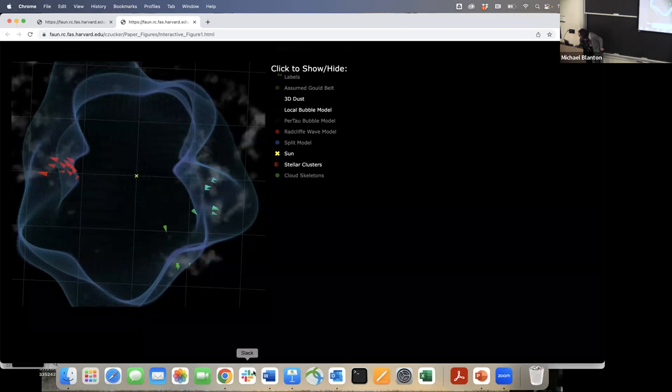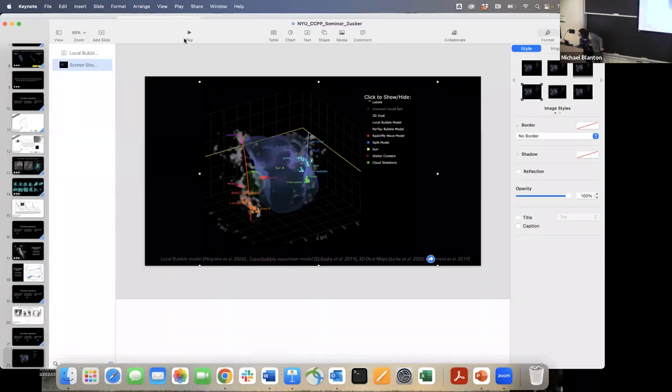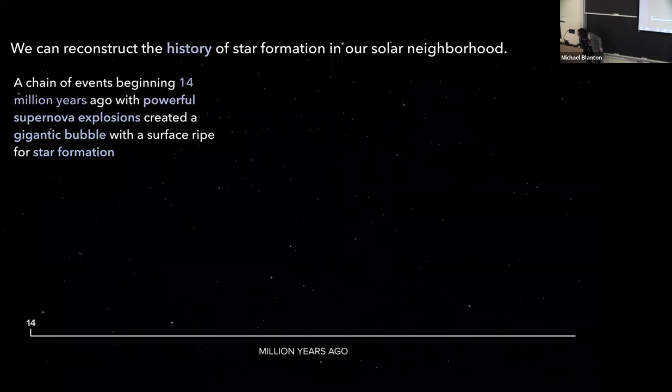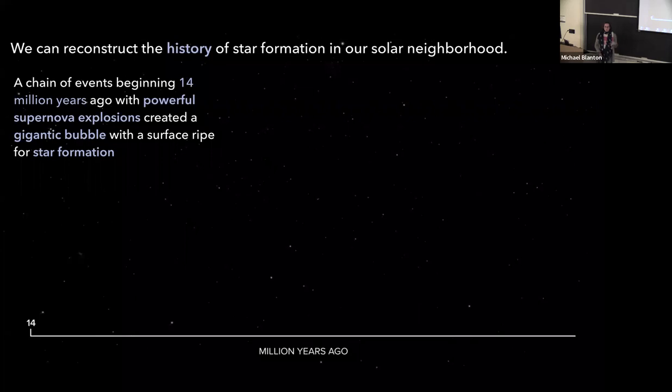Okay, so what do we actually think happens? Let me show you the progression in time. The cool thing about having all these young stars on the surface is that we can trace back their motion in the galactic potential and figure out where they were in the past. And because we know the ages of the clusters, we can figure out when they were born. So we can reconstruct the history of star formation over the last 20 million years or so using the motions, ages and properties of these embedded young stars.